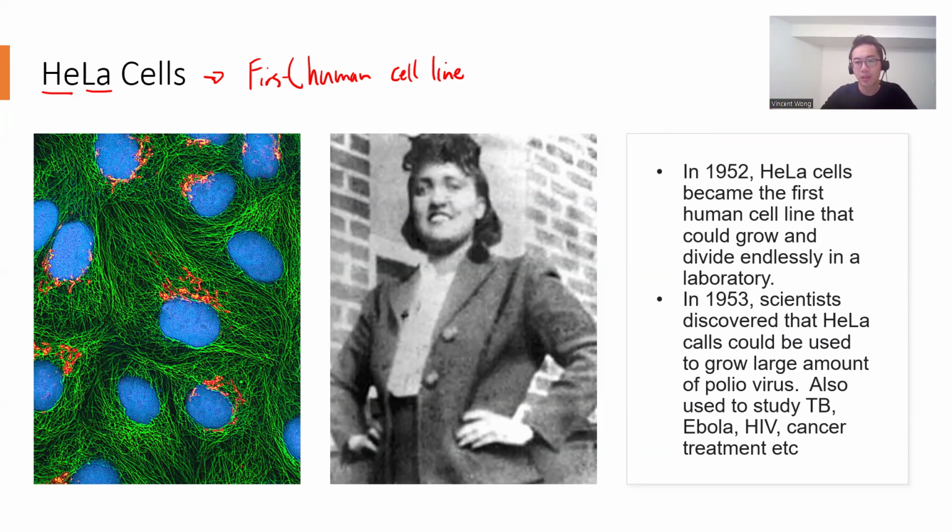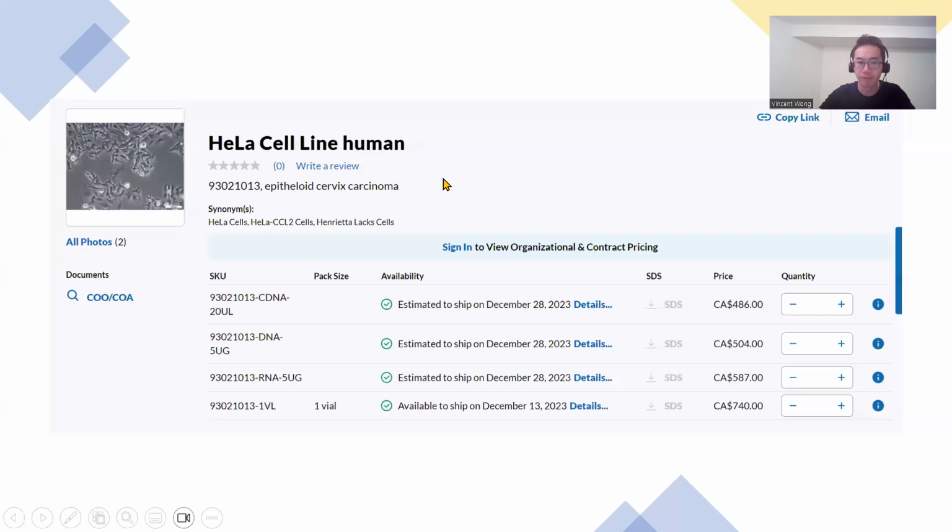Scientists have been using HeLa cells to study things like creating vaccines for polio, studying TB, Ebola, HIV, and cancer treatment. It's a very common cell line, and you can buy them online. They're not cheap. For example, here's one vial of it, and it's going to cost you $740 Canadian.